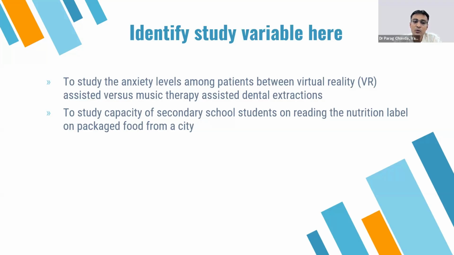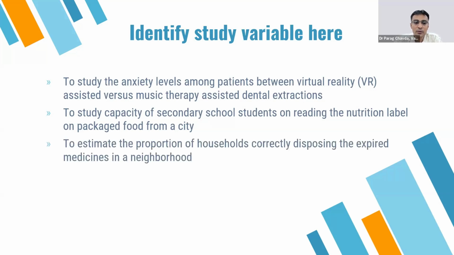Let's say there is a 20 MCQ test, and you might have a cutoff that if at least 10 questions are answered correctly by the student, we label the student as having reasonably good capacity. Then we might say what proportion of students had reasonably good capacity on reading the label. Or we might just give the median score or the average score that the students had on those 20 questions. Right? Thank you, Deepshika. We move to the next example. You can read the example and respond.